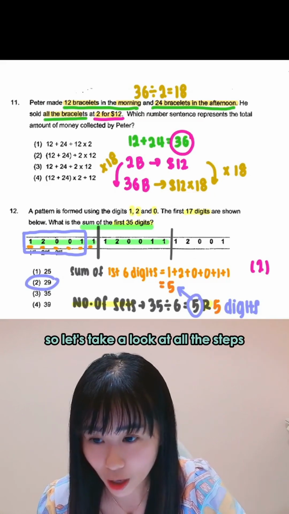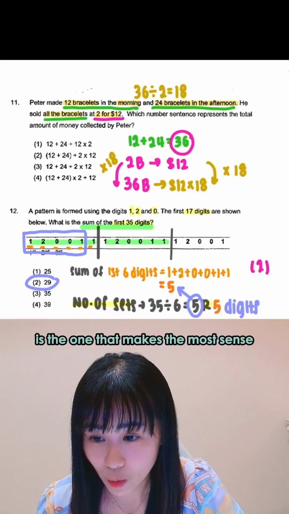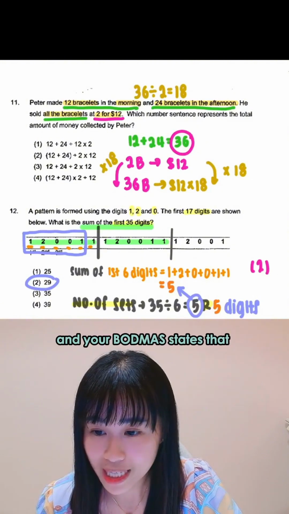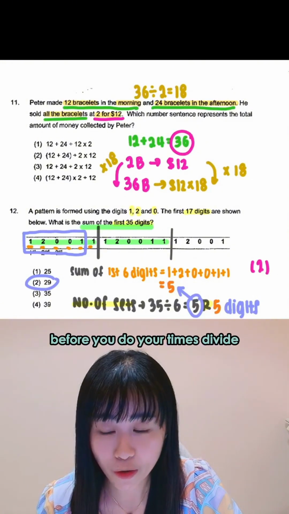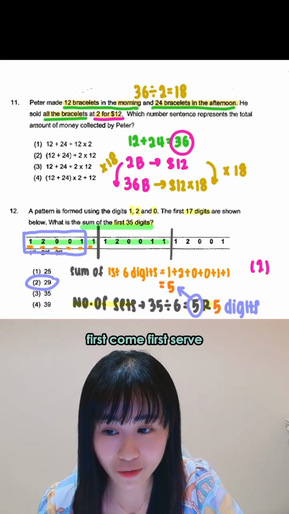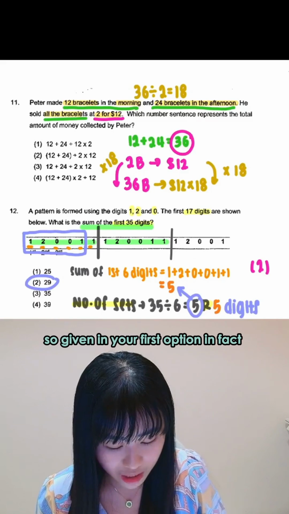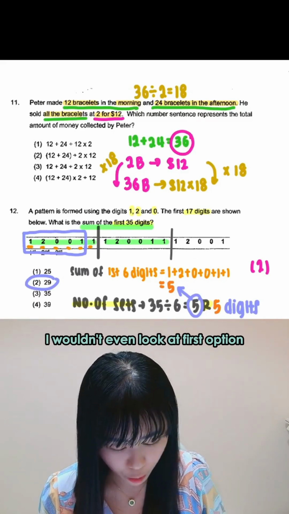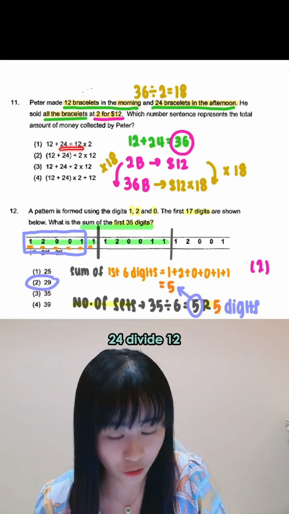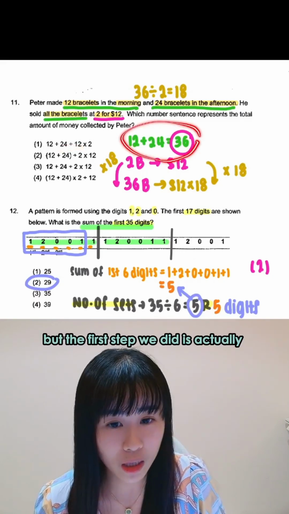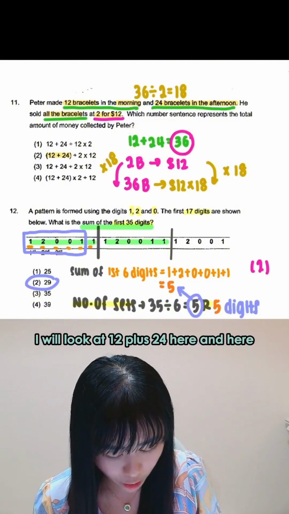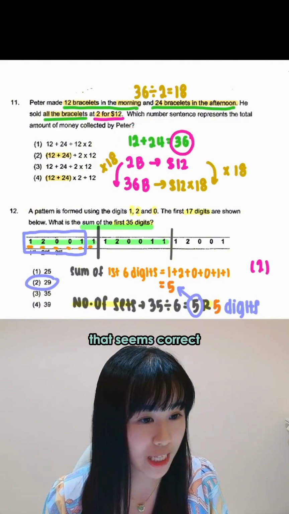So let's take a look at all the steps and see which one makes the most sense. In P5, you learn your BODMAS, and your BODMAS states that you must do your brackets first before you do your times and divide, first come, first served. And then your plus and minus, first come, first served. In fact, I wouldn't even look at the first option, because the first option means you're going to do the divide first, 24 divided by 12. But the first step we did is actually 12 plus 24. So I will look at 12 plus 24 here and here. These are two of the options that seem correct.